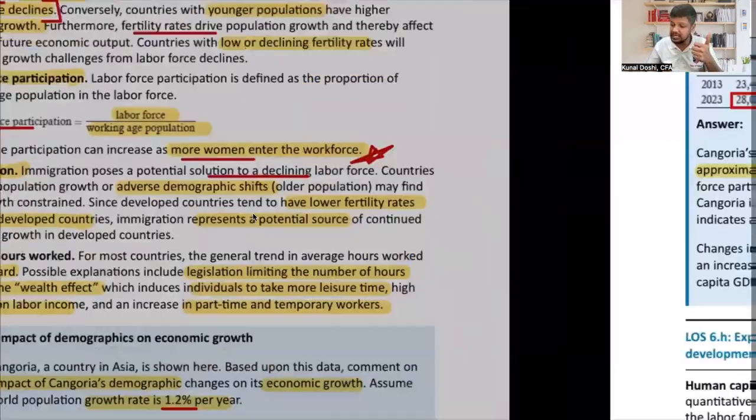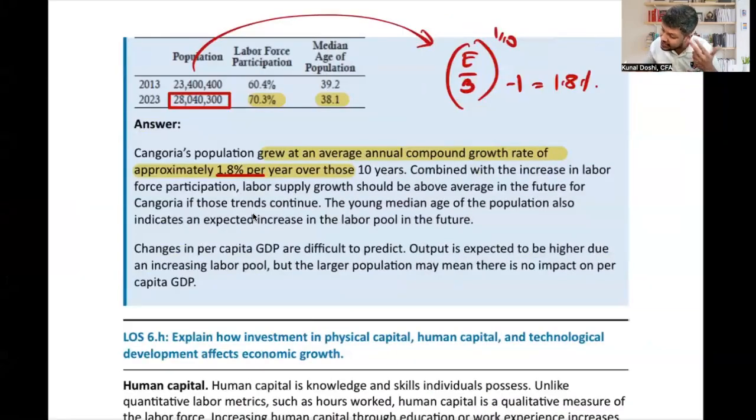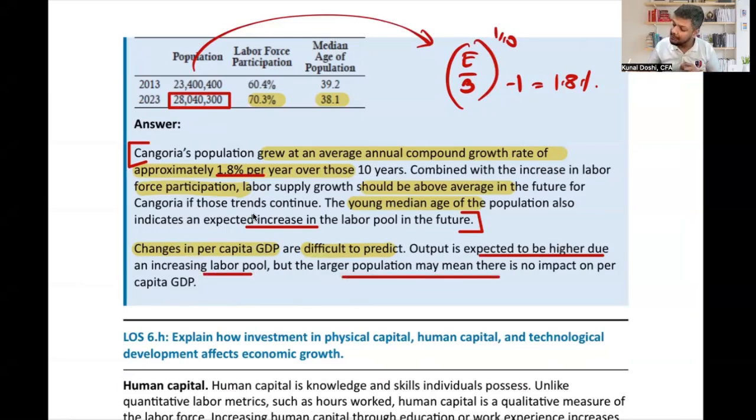So my labor force has increased, plus the labor force is relatively young. So the participation has also increased. Okay, it should be above average, right? Also, the young population, all of these will help grow the country's economic growth, right? So the changes in per capita GDP are difficult to predict. Yes, so we can say the country will have a higher growth rate in GDP, but we cannot conclude about the per capita. Output is expected to be higher due to increasing labor, but the larger population may mean there is no impact on per capita GDP.